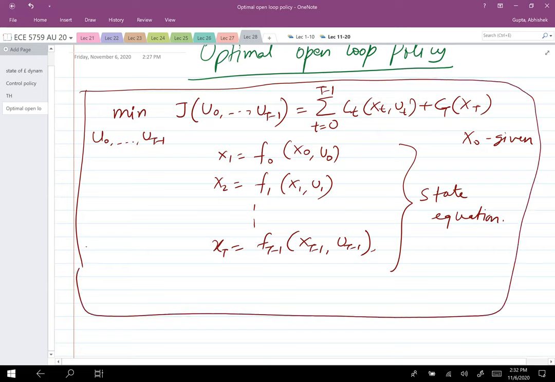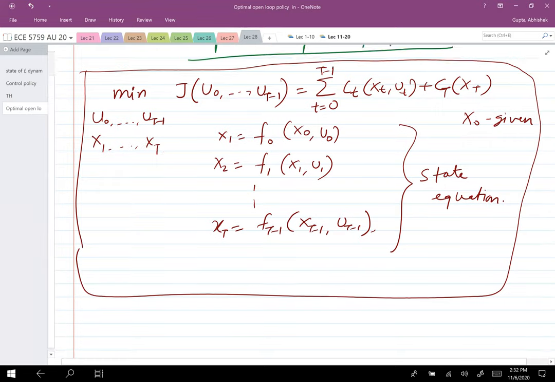And you can pose it as a minimum over U0 to UT minus 1 and X1 to XT. So those will also become the variables over which you are optimizing. And you use any of the Lagrange multiplier methods to solve this problem. Okay, so you have the stage-wise problem. You pose this as a giant optimization problem with lots of variables, and then you try and solve this giant optimization problem using your favorite constrained optimization method.